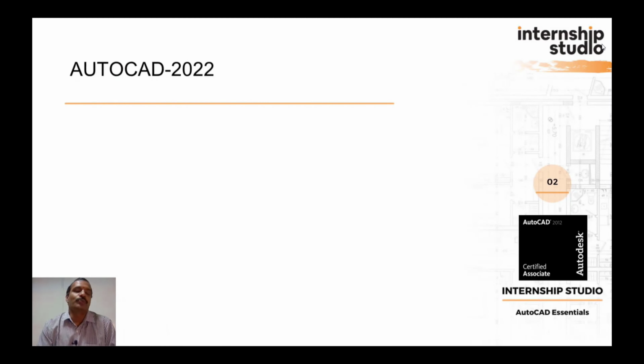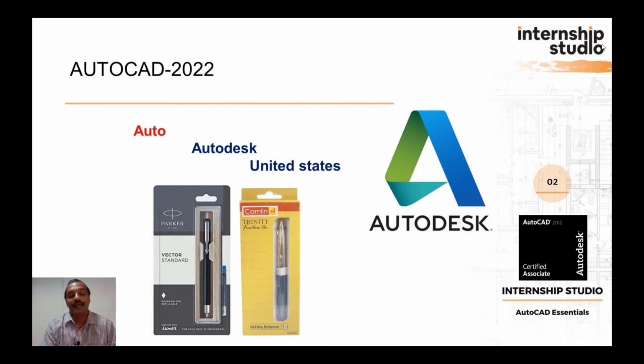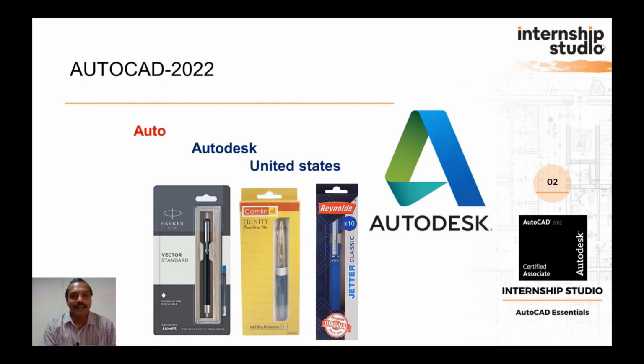AutoCAD 2022. What does the "Auto" in the name AutoCAD mean? It does not mean automobile or automatic or something else. It is a company name, Autodesk, which has a base in California, United States. Just like we have a Parker pen, a Camlin pen, a Reynolds pen, the pen is the product, and Camlin, Parker, Reynolds is the company name. Just like that, CAD is our product name, our software name. Auto means it is an Autodesk product.